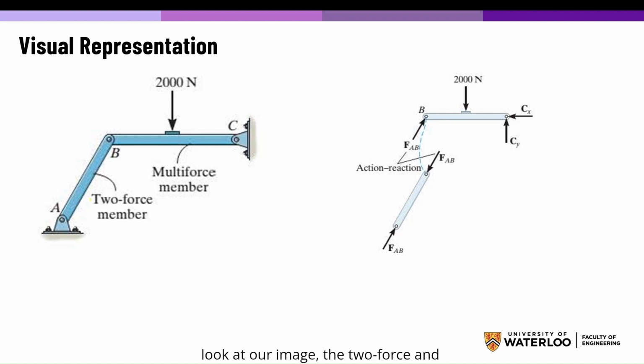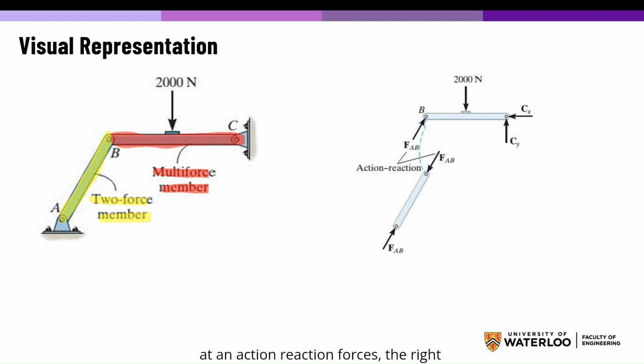So if we look at our image, the two-force and multi-force members, the left diagram shows a frame with a two-force member, AB, and a multi-force member, BC. A two-force member experiences only two forces at its end, which are equal, opposite, and collinear. A multi-force member, like BC, experiences more than two forces, requiring a more complex equilibrium analysis.